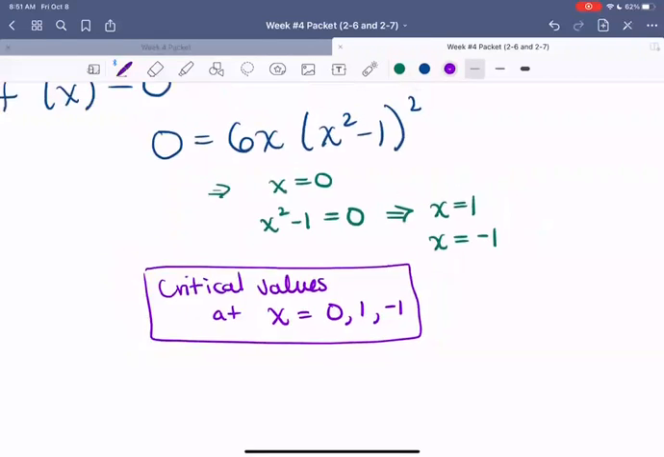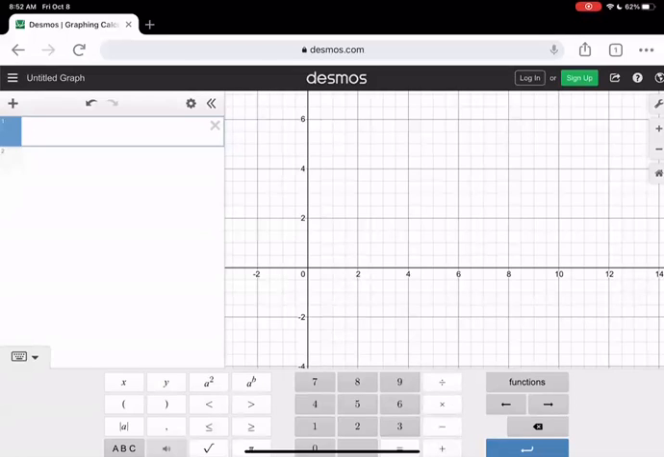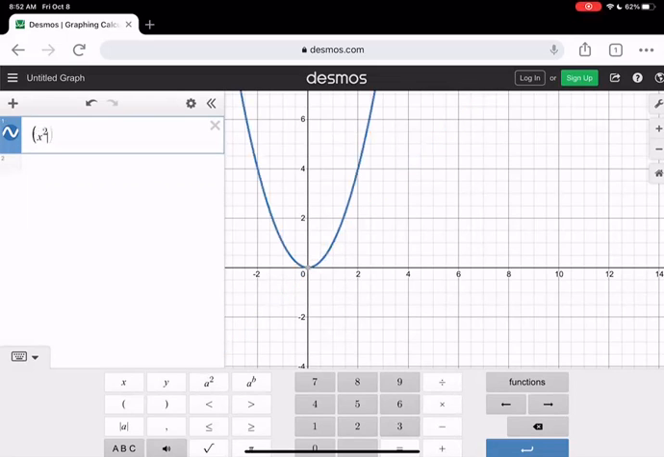So now let's take another look over at our Desmos calculator to determine if these critical values are local maximum or minimum. So just to recall again, into our Desmos calculator, we want to put our original function. We're not going to graph the derivative because the critical points or the zeros of the derivative tell us the critical points of our function. But we want to actually determine local max and min. So I take (x squared minus 1) in parentheses to the power of 3.